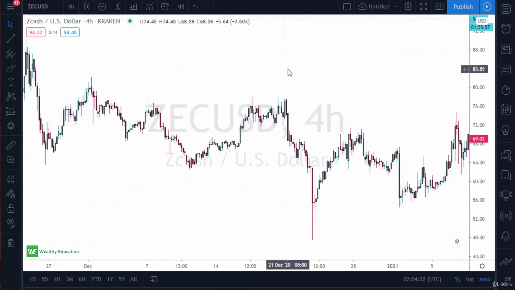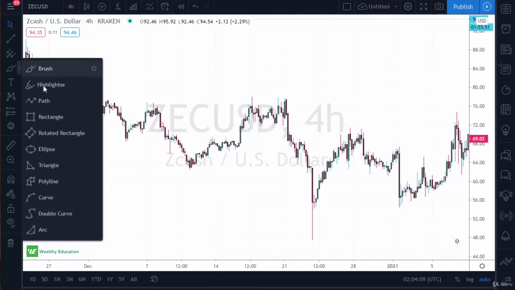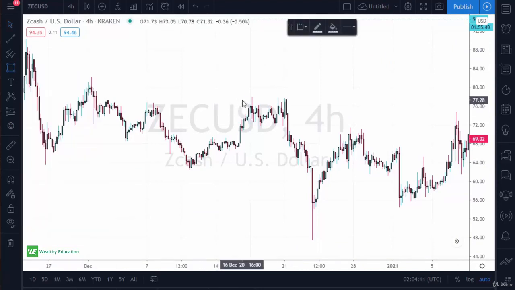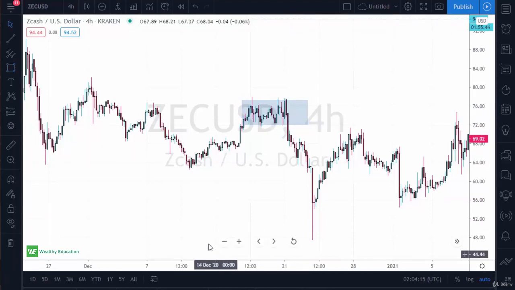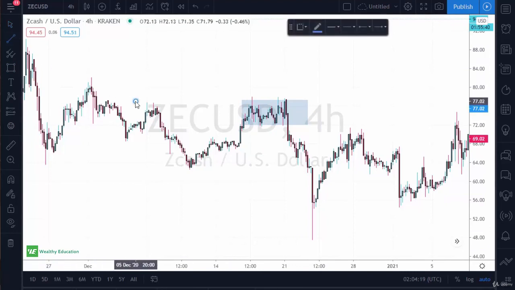So Zcash, you can see this was a little bit different situation in the sense that it wasn't continuation, it was a reversal. But as I analyze this, you'll see why it wasn't really that big of a surprise. It doesn't mean that you knew right away that this was going to be the case.